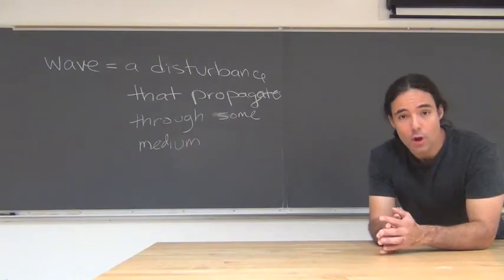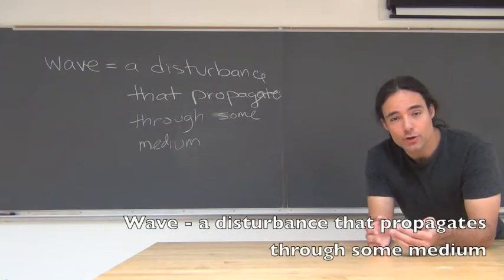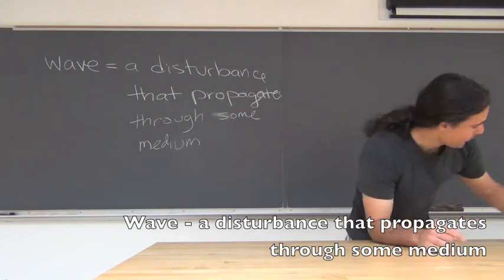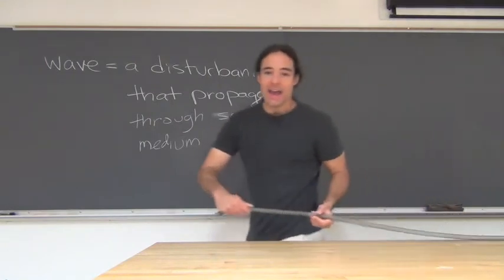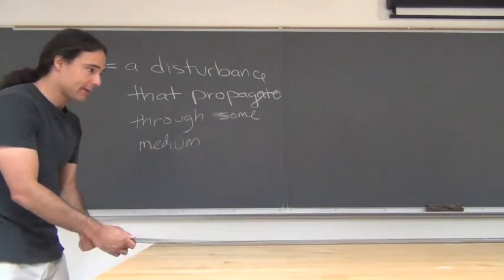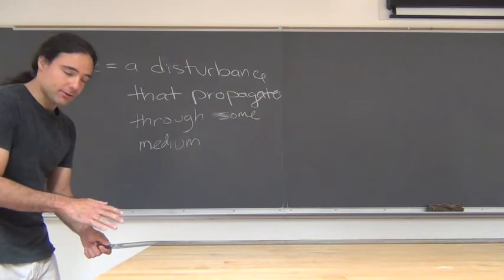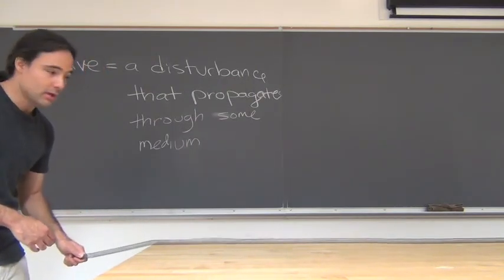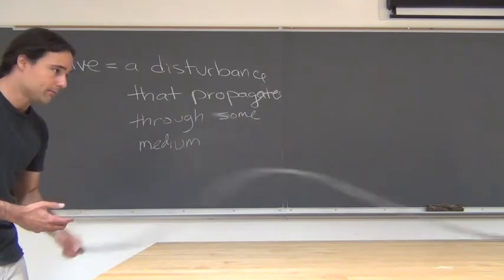What is a wave? We're going to define a wave as a disturbance that propagates down some medium. So, for example, I have here a spring, and if I flip the spring, I can send waves down the length of the spring.